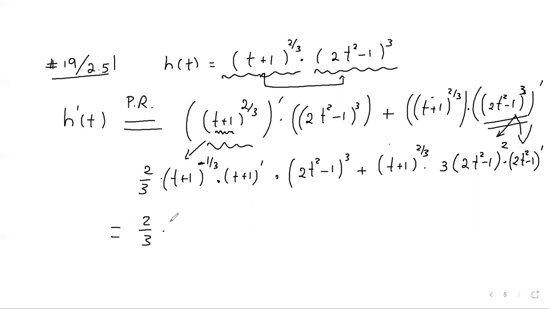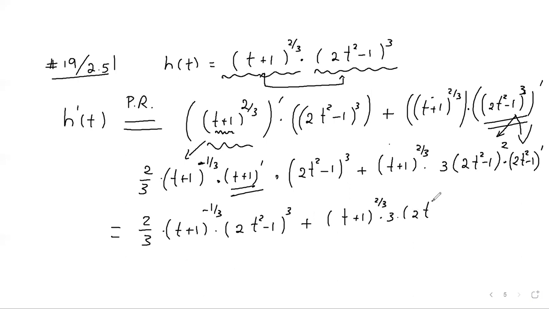So when I simplify, I get 2/3 times t plus 1 to the negative 1/3 times, over here we said we get 1, right? So we can ignore this essentially and just skip over it, 1 times anything is just that thing, 2t squared minus 1 cubed, plus t plus 1 to the 2/3 times 3 times 2t squared minus 1 squared. How about that? What's this thing? 2t squared minus 1 prime, folks.